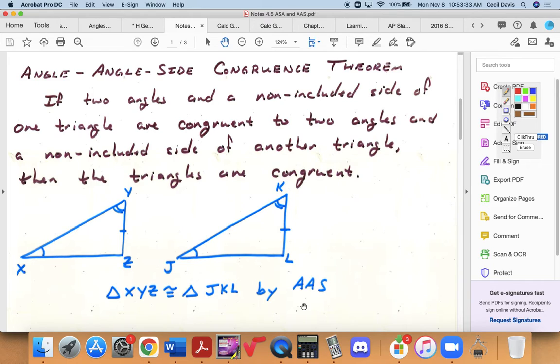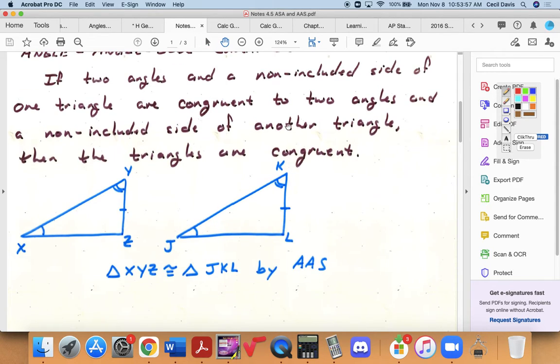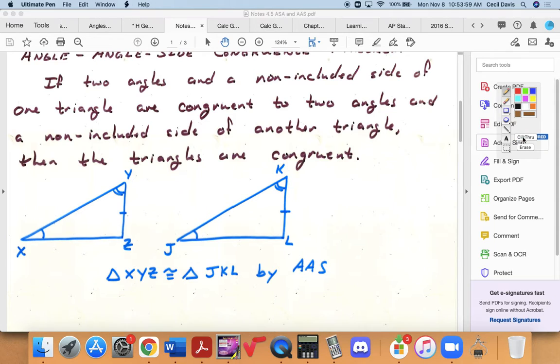Yes? What's the difference again between a theorem and a postulate? A postulate is something that we assume is true because it always seems to work, but we can't really prove it. A theorem is something we can prove is true based on prior postulates and theorems and definitions and the like. So the reason this one's a theorem is that I can prove that this is true based on angle side angle. But if angle side angle is a postulate and we don't know it works all the time, how can we make something else?